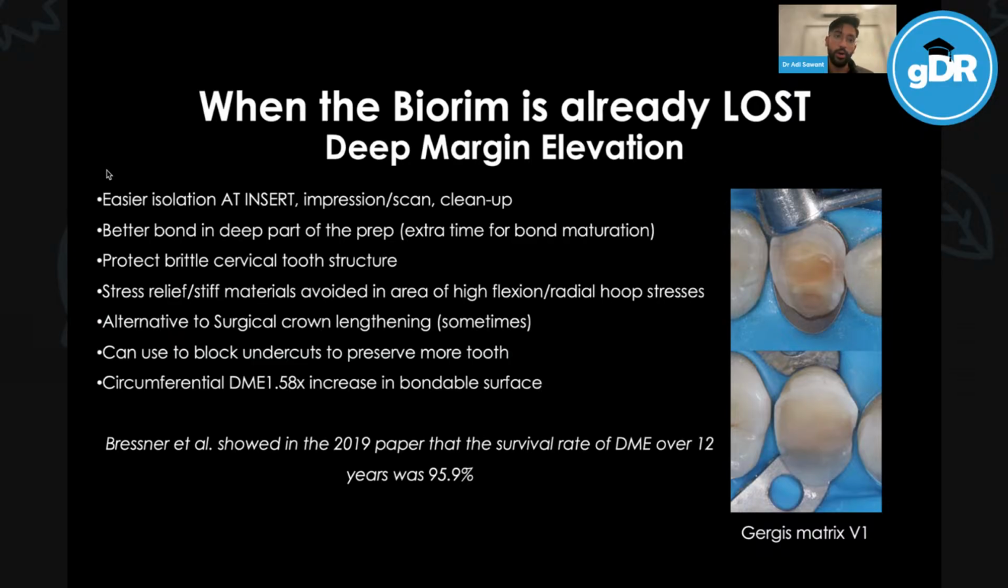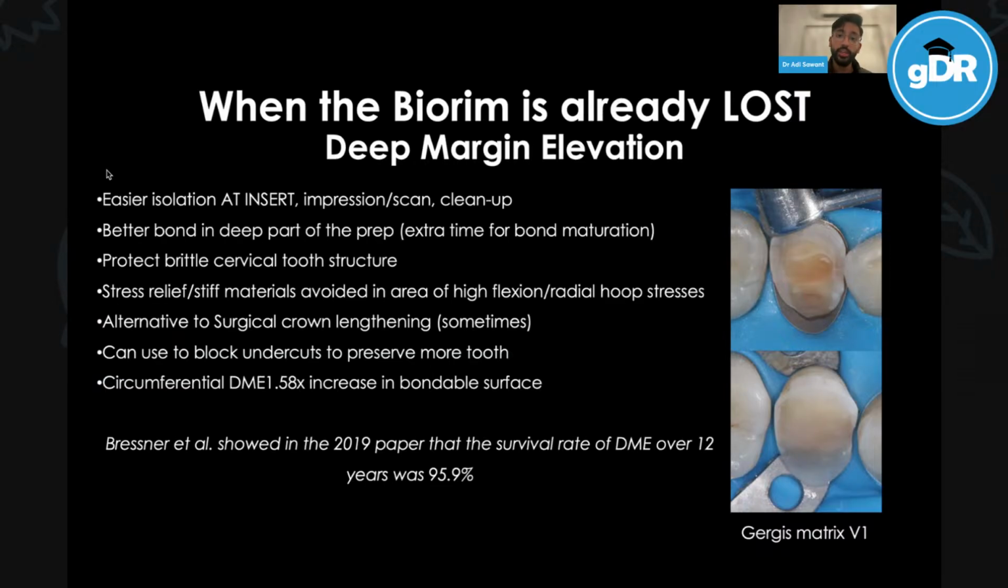But there's a whole host of benefits. Again, you're allowing that deeper, hard to bond dentine a lot more time to mature. You've got easier isolation at insert. You can see that bottom picture is at insert there, so it's a lot easier. You can protect cervical tooth structure and even enamel, brittle enamel. I like to cover that with flowable as well, and it allows some stress relief, right?